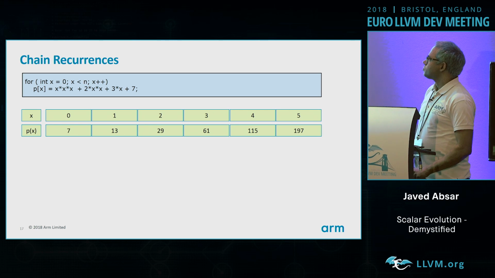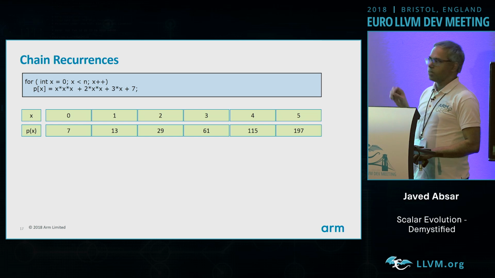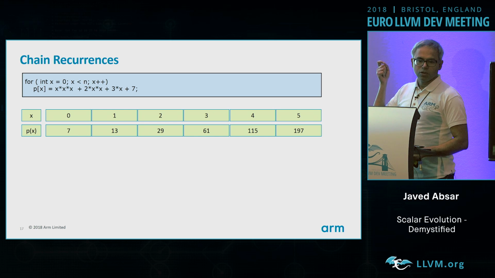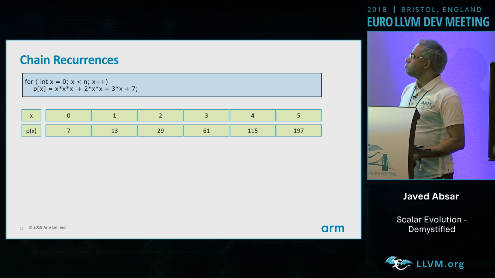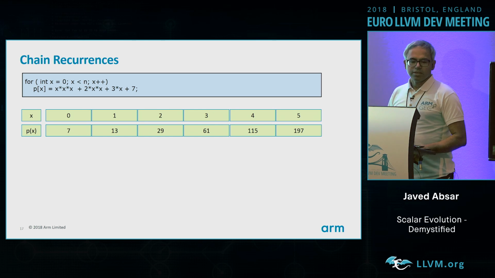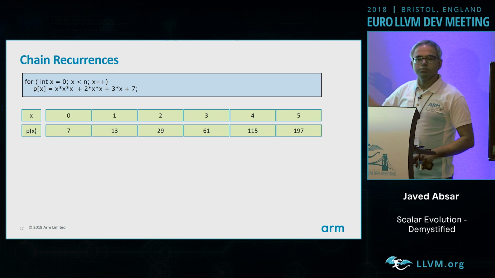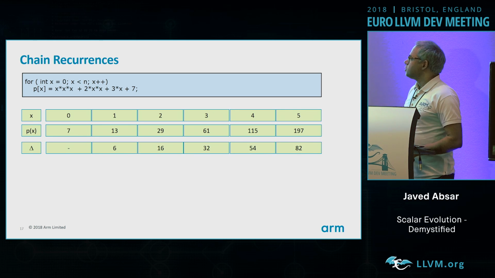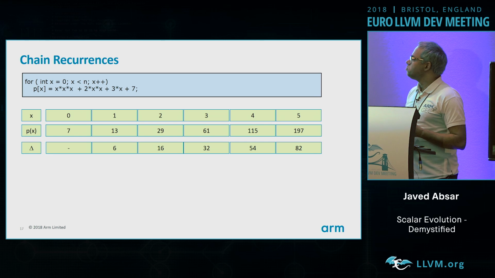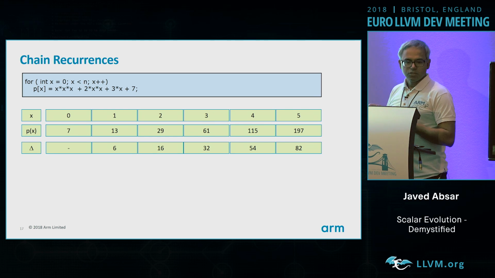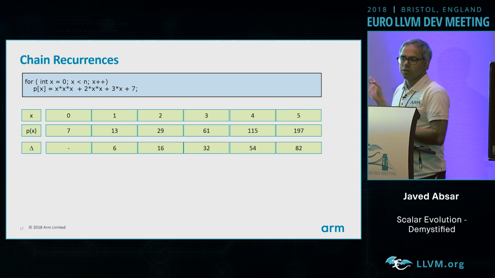So p(x), if we just took the calculator and computed the values: when x is 0, all the x terms are 0, so you have just the constant 7. That's the value of p(x). When x is 1, you can do the math, and it's 13. This is just showing the computation if you directly compute it. Then you take the difference. So 13 minus 7, you get 6. 29 minus 13, 16. So it's the difference of the successive terms of p(x).